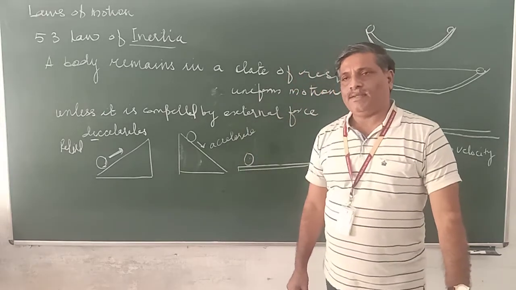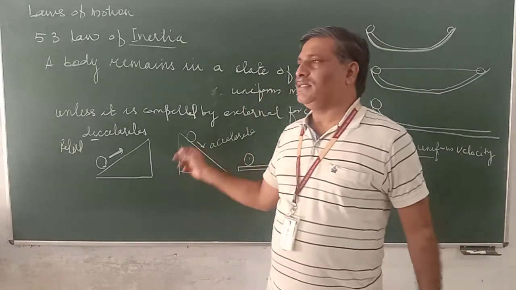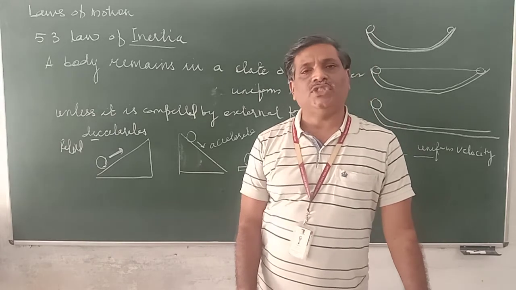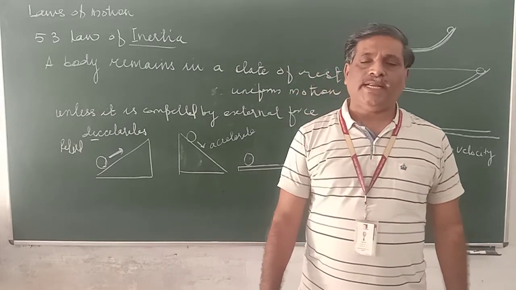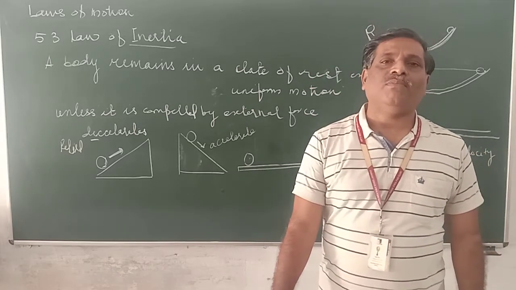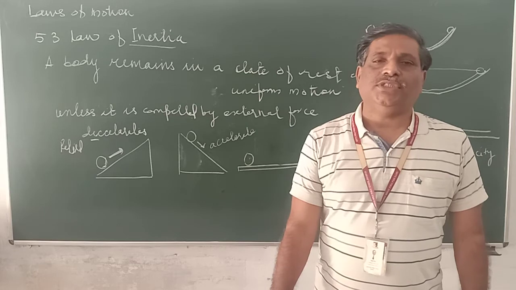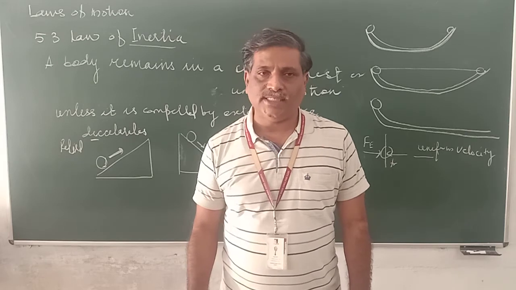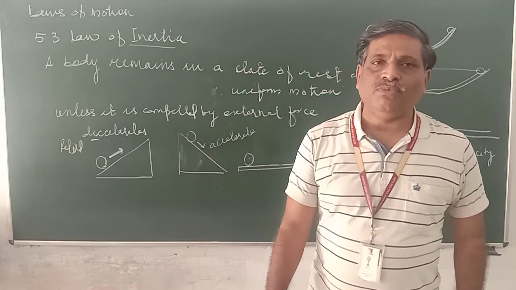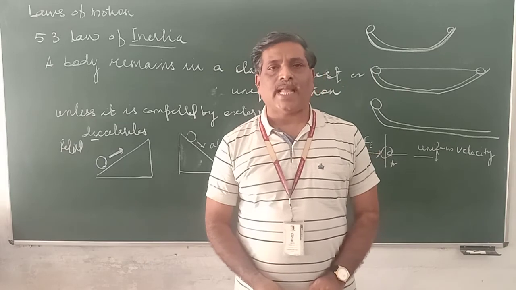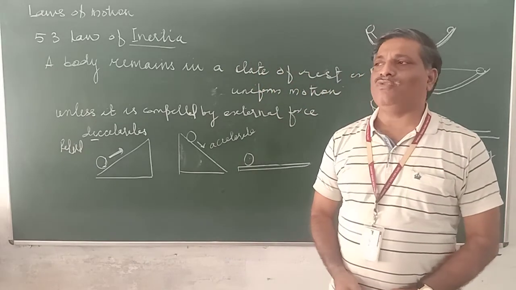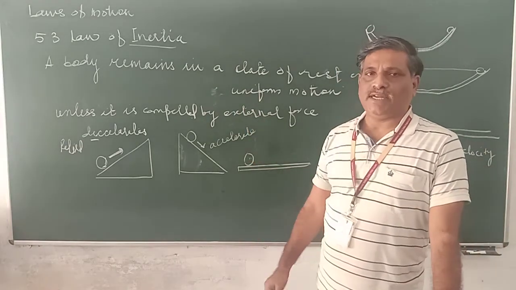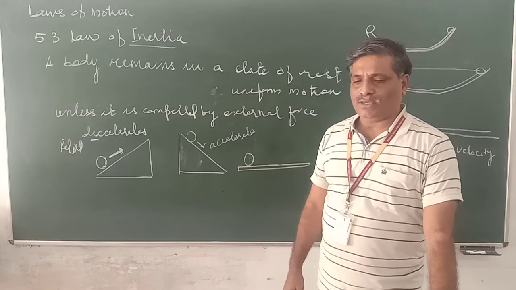So once again I say, by doing this experiment Galileo came to the conclusion that the state of rest and the state of uniform motion are not different from each other. When an object is at rest, the net force acting on the object is 0. When an object is moving with uniform velocity, the net force acting on the object is zero. Therefore, to change these two states, external force is required, which is known as the law of inertia.